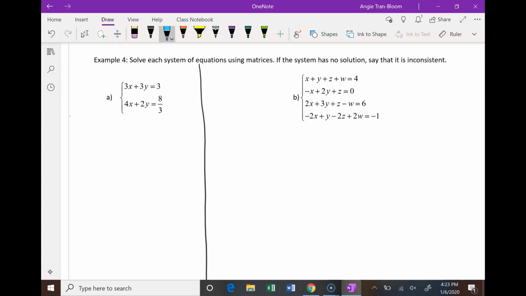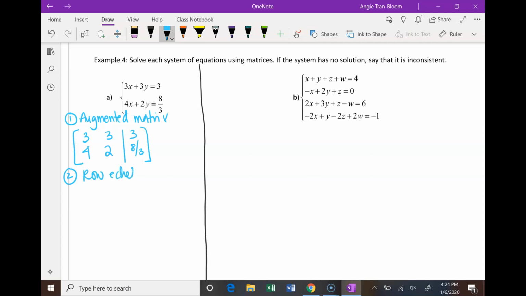To solve using matrices, step number 1, write it as an augmented matrix. So we have 3, 3, 4, 2, 8, 3. Step number 2, you want to reduce this into row echelon form. That means the diagonal's got to be 1s, and below it, it has to be 0.